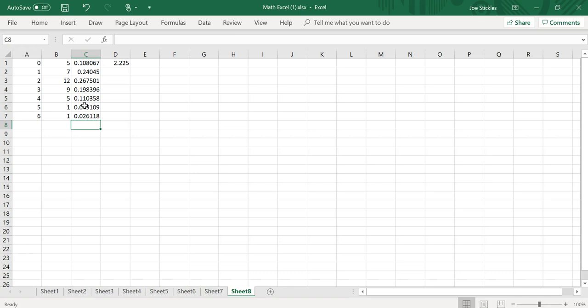So, A is observed and then B is expected. It's probability. No. A is number of occurrences. This is observed. Okay. I haven't done expected yet. Okay. I'm calculating the probability so I can do expected.